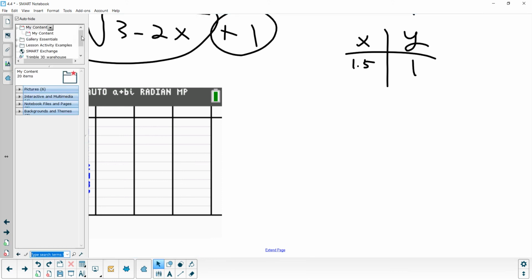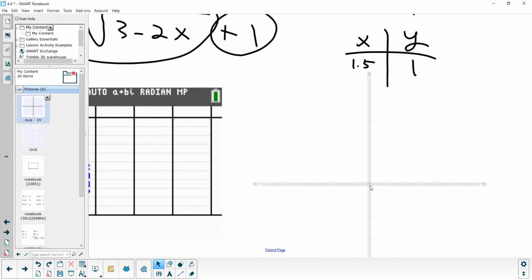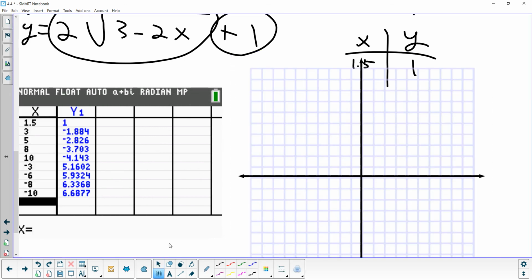All right, so let's get some graph paper. All right, so 1.51, that's going to be my center. Let's see. 3, roughly -2, a little above. All right, 5, a little above -3. 1, 2, 3.